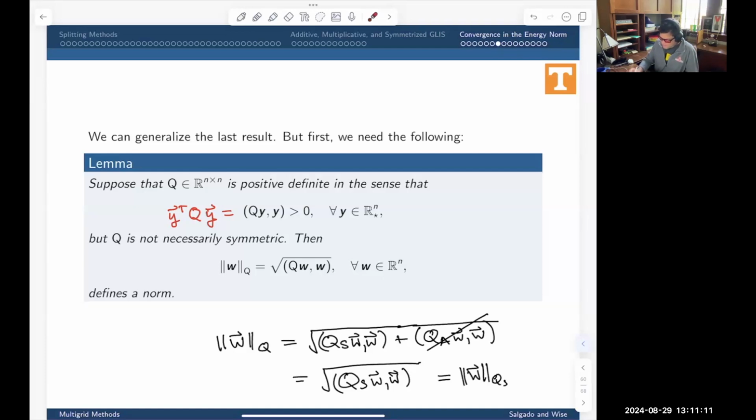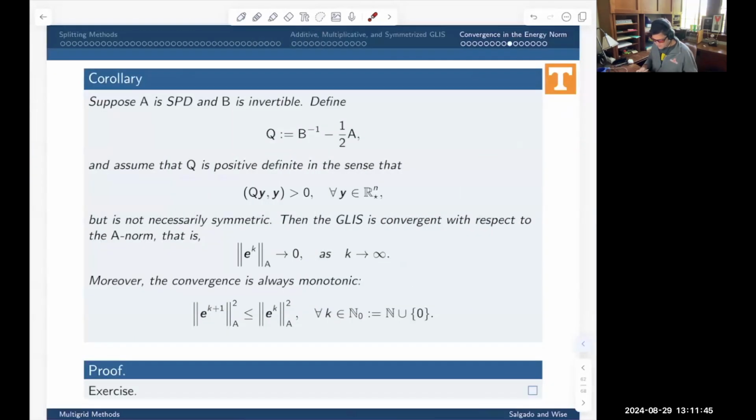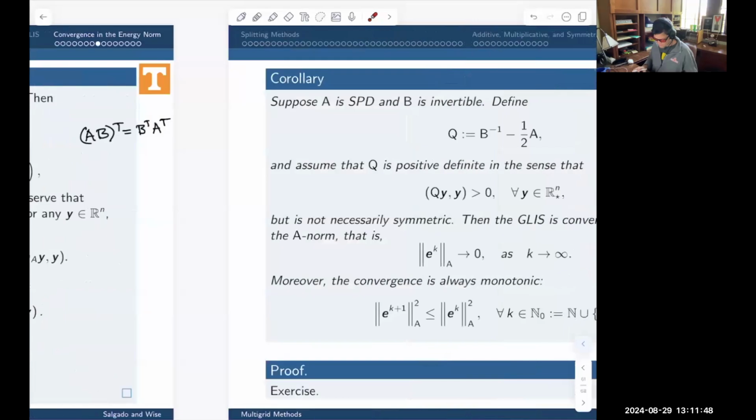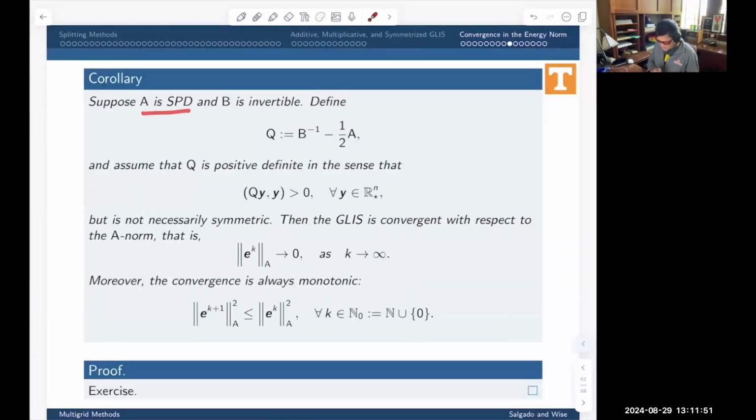So this is actually pretty simple because it turns out this is just equal to this vector norm, and this vector norm is given to us by this symmetric positive definite matrix. So it's ultimately saying if I have a Q that has this property, even though it's not necessarily symmetric, I can generate a norm because this is equal to its symmetric part. This is equal to the norm generated by the symmetric part of Q. So this allows us to prove another interesting result. Let's suppose that A is SPD and B is invertible.